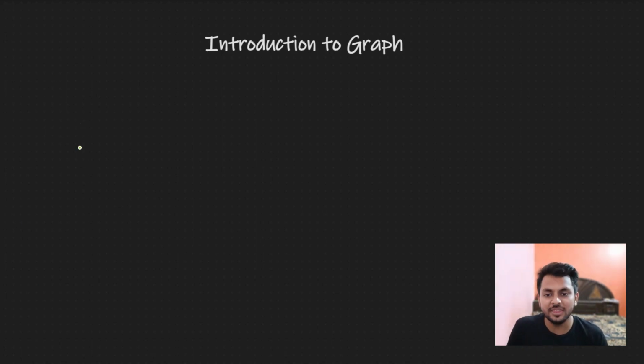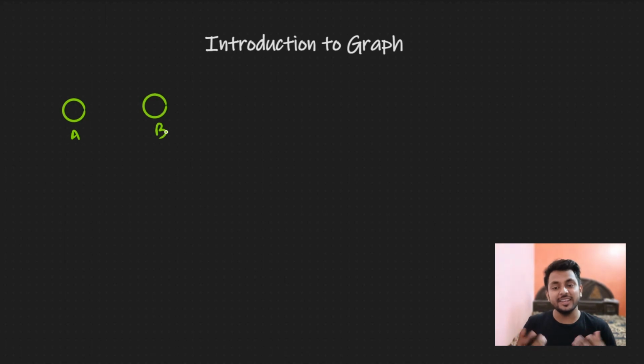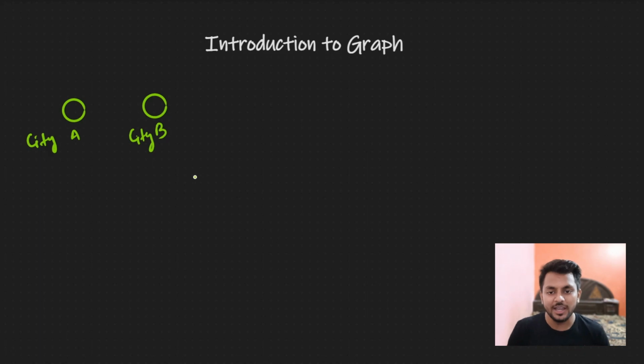So graph consists of nodes. Let's take an example. This is our node A and this is our node B. For a real life example, I can say this is my city A and this is my city B. Let's say these two cities, these two objects, are connected or have some relationship between them, and the relationship will be denoted by these edges. This is the edge, and these two are known as nodes.